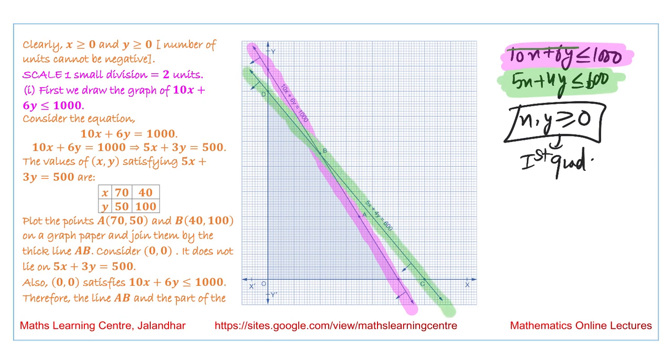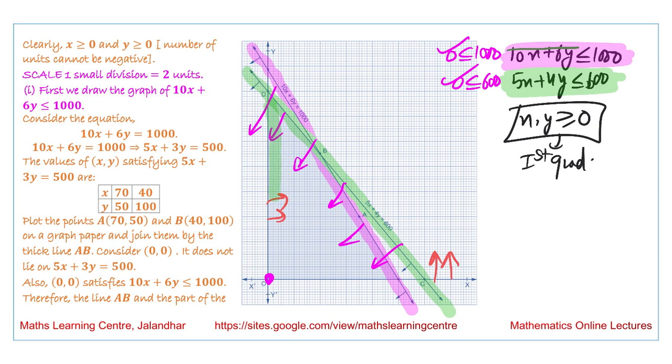If we substitute the point (0, 0) in both these inequations, we see 0 is less than or equal to 1000 and 0 is less than or equal to 600. So for both of these, this point is satisfied. So we are talking about the region below these lines, above the x-axis and on the right side of the y-axis. So the common region we have here is the solution set in this case.